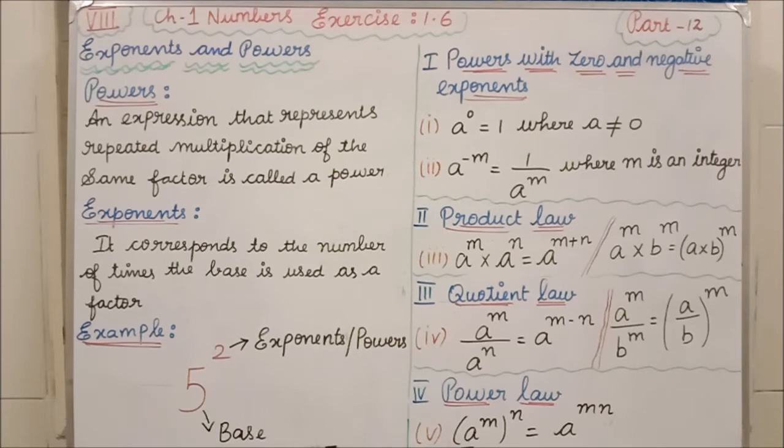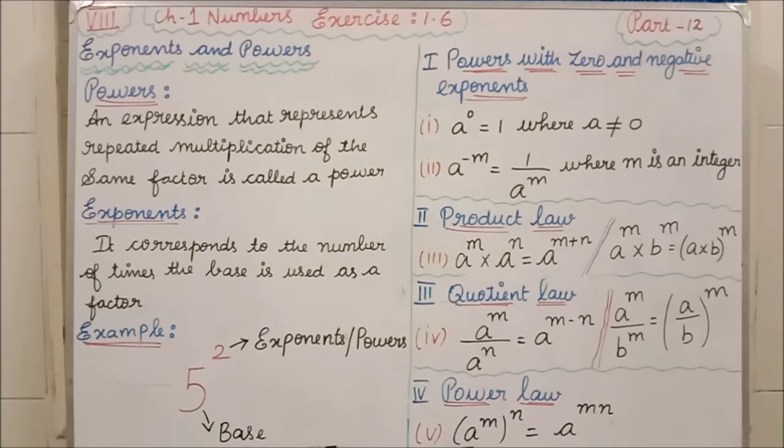Yes. After some gap, we are again starting the chapter 1 numbers. In that, exercise 1.6 is the last exercise in the chapter 1 numbers. Students, this is a part 12 session. With this part 12 session, we'll be completing the chapter 1 numbers. Clear students? Now we'll start the session.